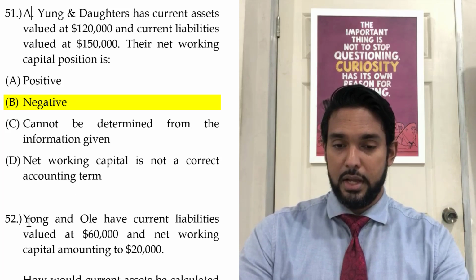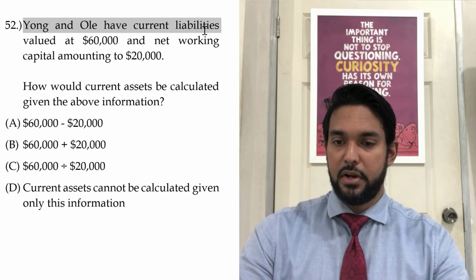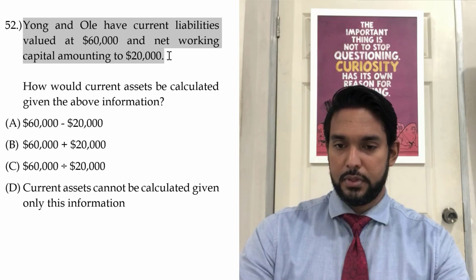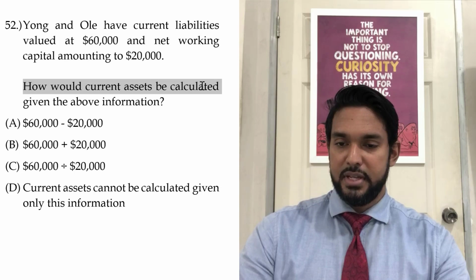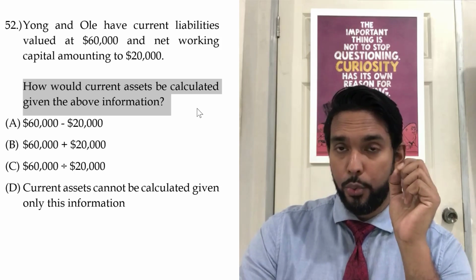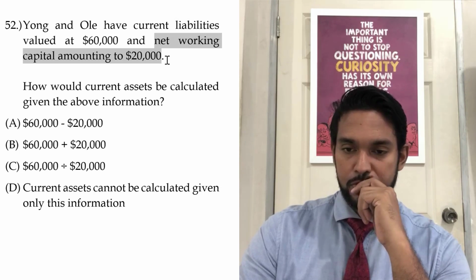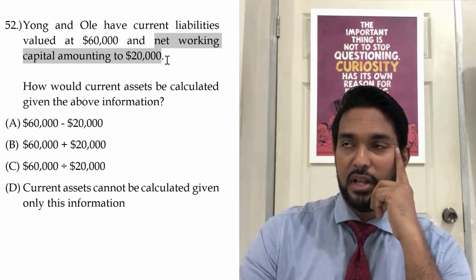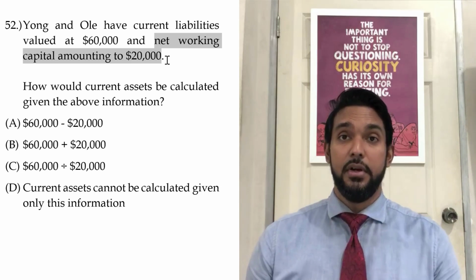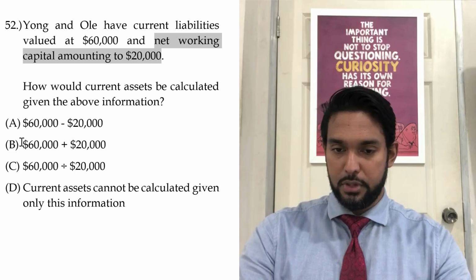All right. So let's take a look at the last question for today. So it says, Young and Old. Young and Old have current liabilities valued at 60,000 and net working capital amounting to 20,000. How would the current assets be calculated given the above information? So what they're asking for is not the value, but how would it be calculated? What do we have? We have current liabilities and we have net working capital. Net working capital is current assets minus current liabilities. So if you have current liabilities and net working capital, you have to add those two together in order to get current assets. So we're looking for 60 plus 20, which is option B.